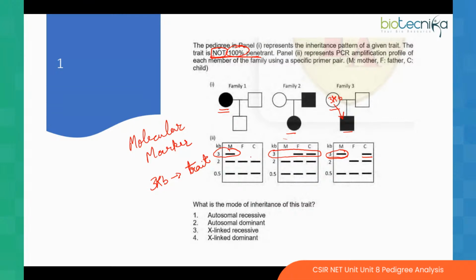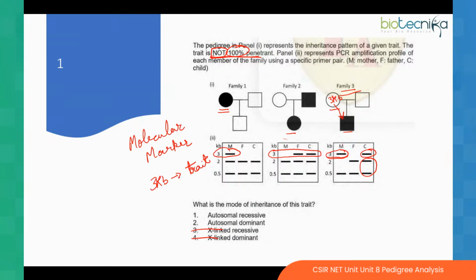Because in family 3, the child is a male. Okay, so the child has this allele and this allele also, the mutant allele as well as this one. All right, since two copies of the allele are present for this particular gene, this gene is definitely not present on the X chromosome, it has to be present on an autosome. Okay, so we can eliminate options 3 and 4.